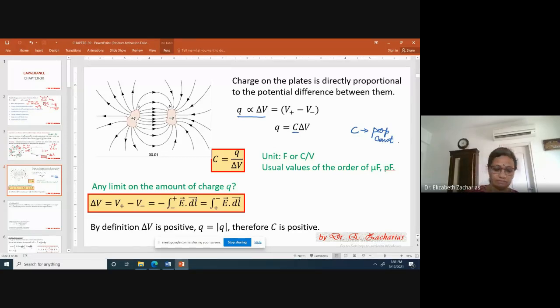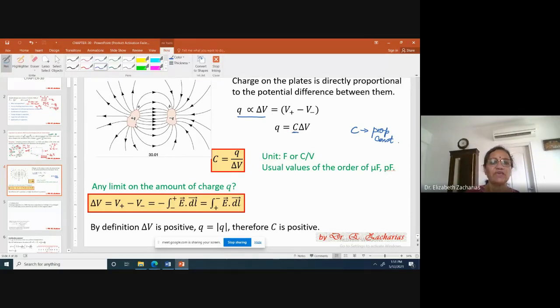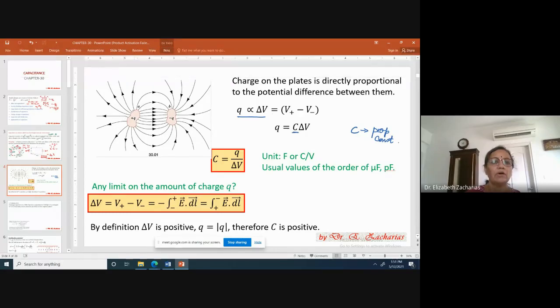Now there is a catch. There's something I want to ask you. I have a capacitor. This is my capacitor. Now, at a time t equal to 0, they don't carry any charge. What is the value of capacitance? Listen to my question carefully. At a time t equal to 0, when it is not charged, what is the value of the capacitance?